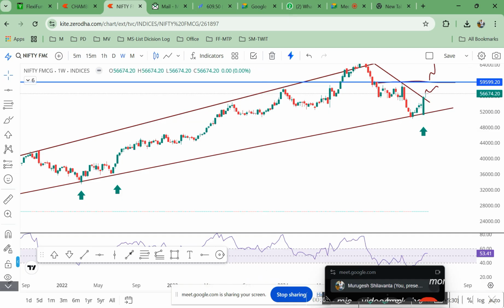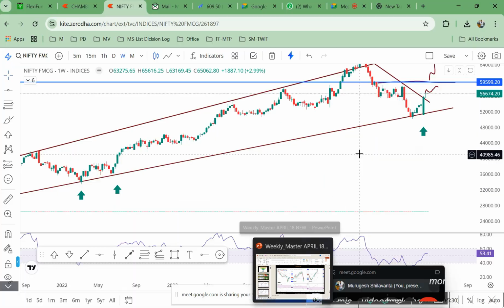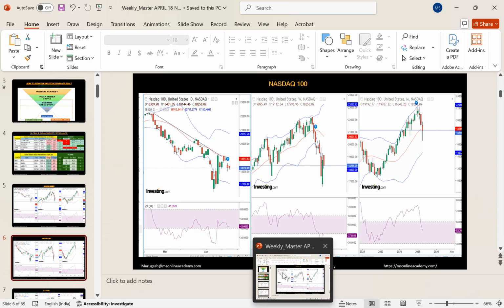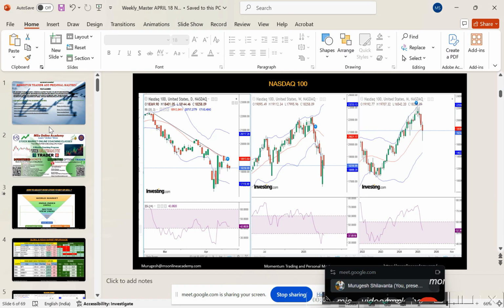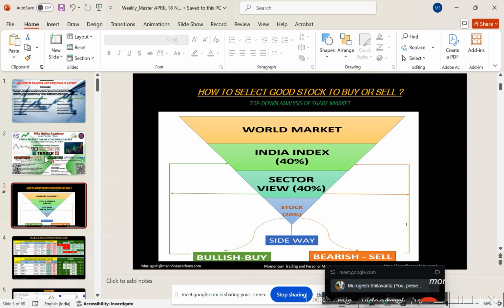Okay then. You can mute yourself, Kalai. If you have any question, you can unmute. Everyone, unmute yourself and shoot your question if you have anything. Okay, let's discuss the market update. Once we complete this, we can go ahead with the stocks which we have already discussed.